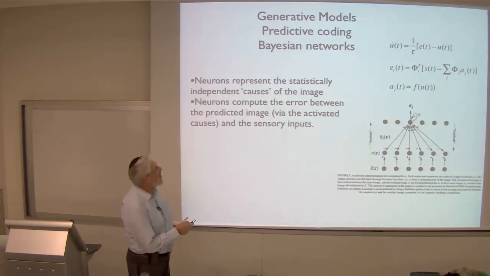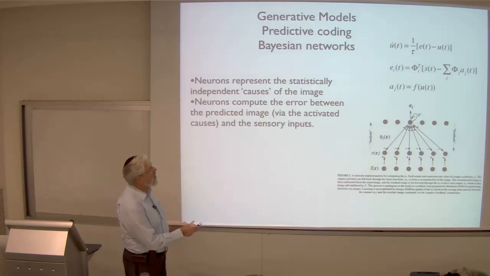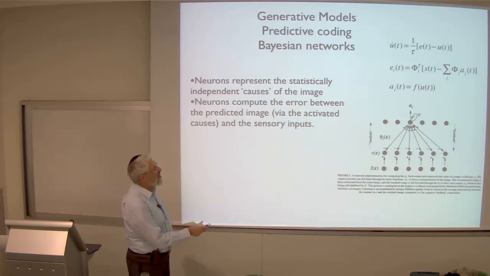U dot, the membrane potential, is now E of t minus U. U is the leak, and E of t is these two terms: the linear feed-forward filter phi multiplied by the image itself, minus the contribution from the lateral inhibition, which is the different phi's for different neurons multiplied by their activity. So this is the feedback inhibition. You can think about this net term as an error term, where this is the activation coming from the image, S of t, and this is the predicted image, predicted by the activity of the other units.